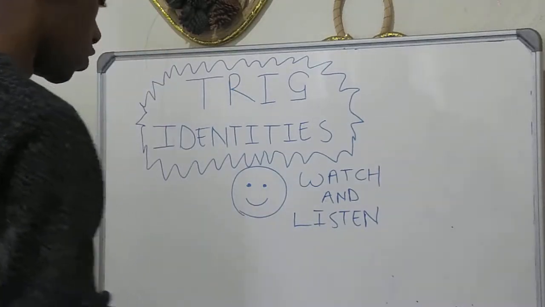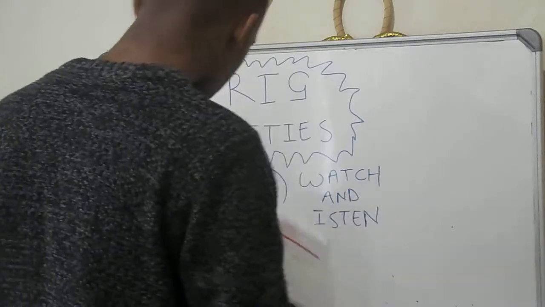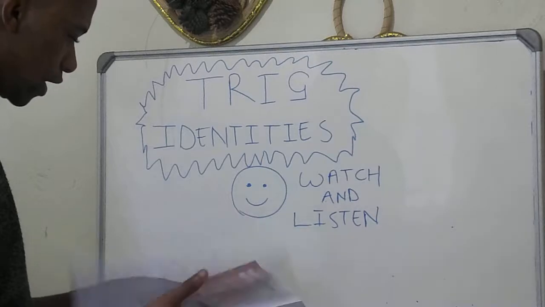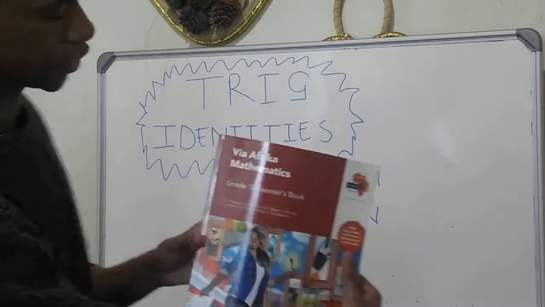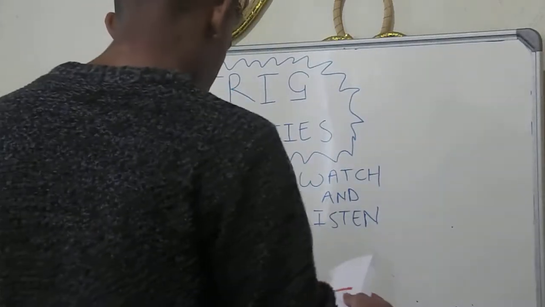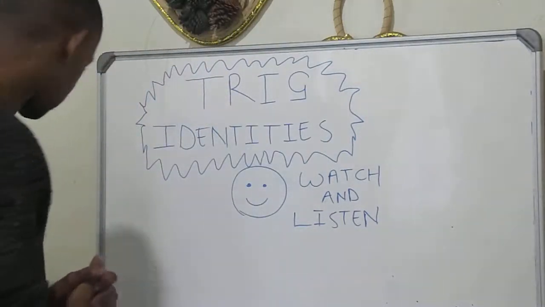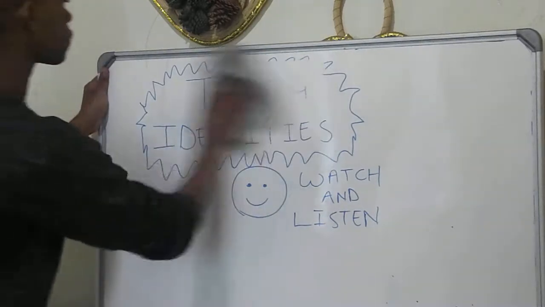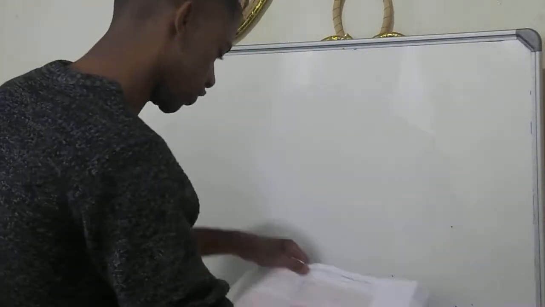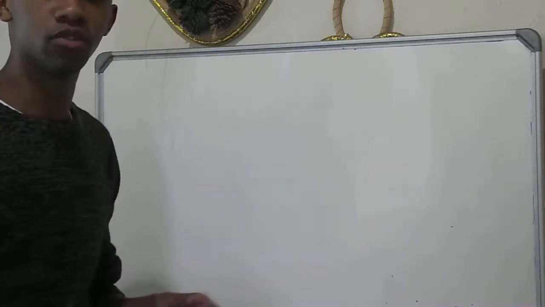Okay? So here I have questions from an exercise from this textbook, Via Africa, Mathematics grade 12. Okay, so I'm just going to use this one and take just one of the questions here, okay? Okay. So, but before I do anything, yeah, I told you guys the most important thing you have to know.